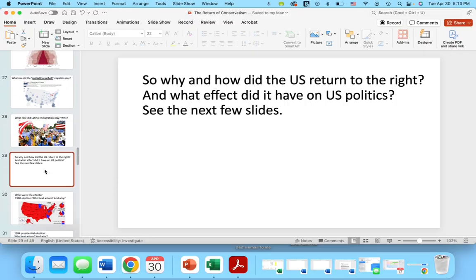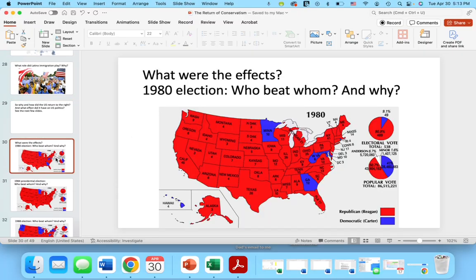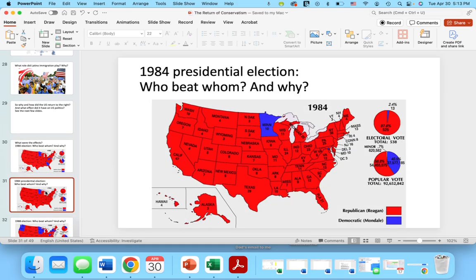So, what was the effect? What was the result of all of this? Well, for example, in the 1980 election, you had a conservative Republican in Reagan, and he really beat Carter badly. Okay, this is a landslide election. The conservative Republican Reagan beat the liberal Democratic Carter, and it's a landslide election. You can see how conservative the country was.